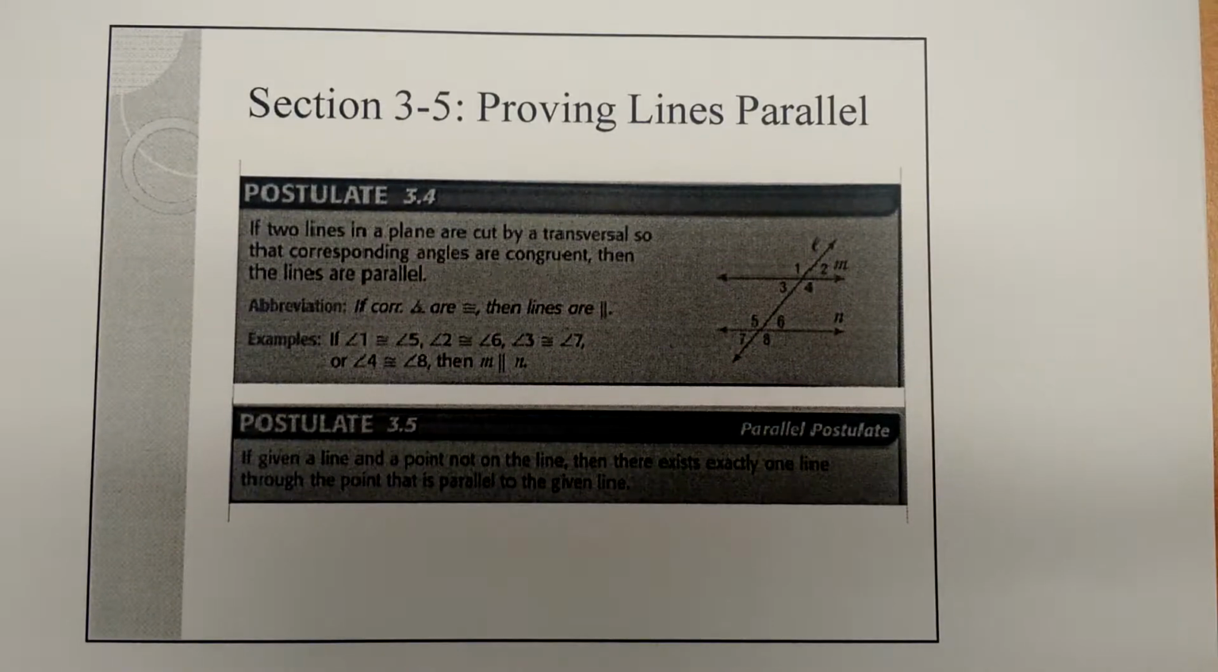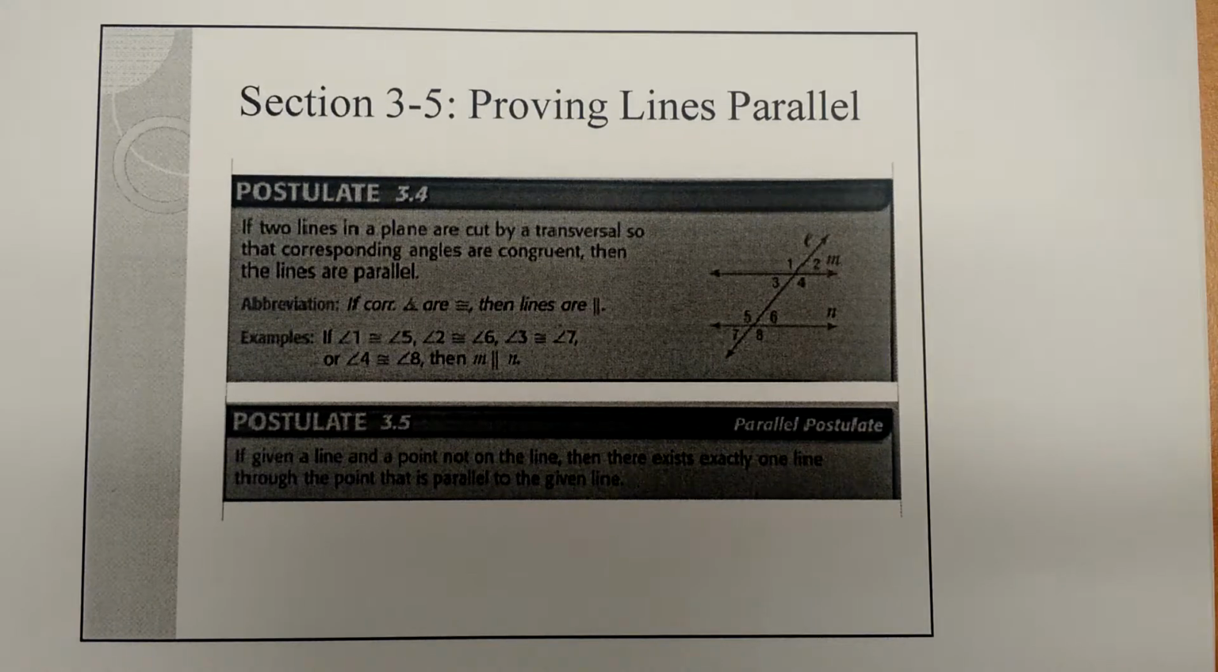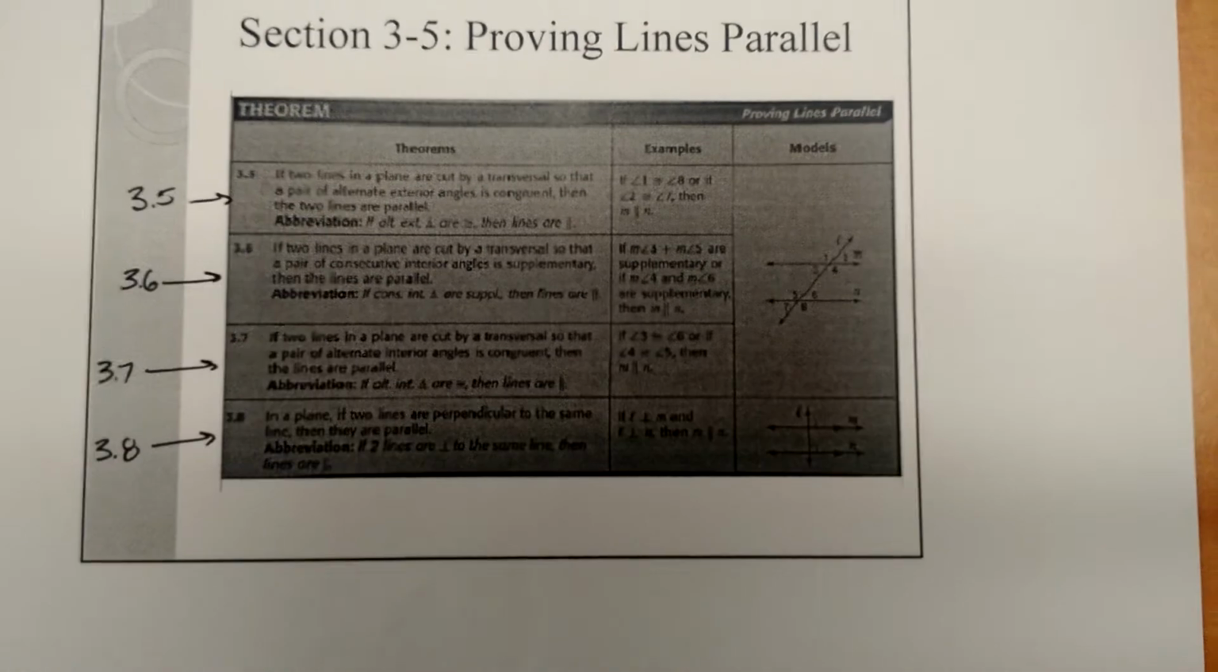Postulate 3.4 says that if you have corresponding angles that are congruent, the lines are parallel. 3.5 just talks about the fact that if there's one line and a third point not on the line, there's only one parallel line that goes through it. Then here are your probably most important ones.